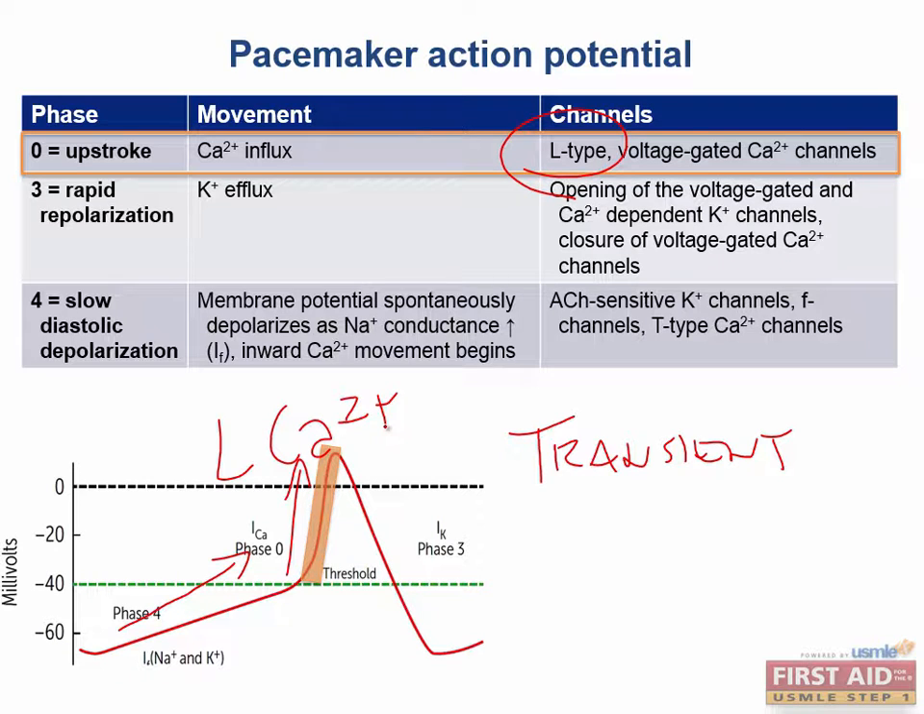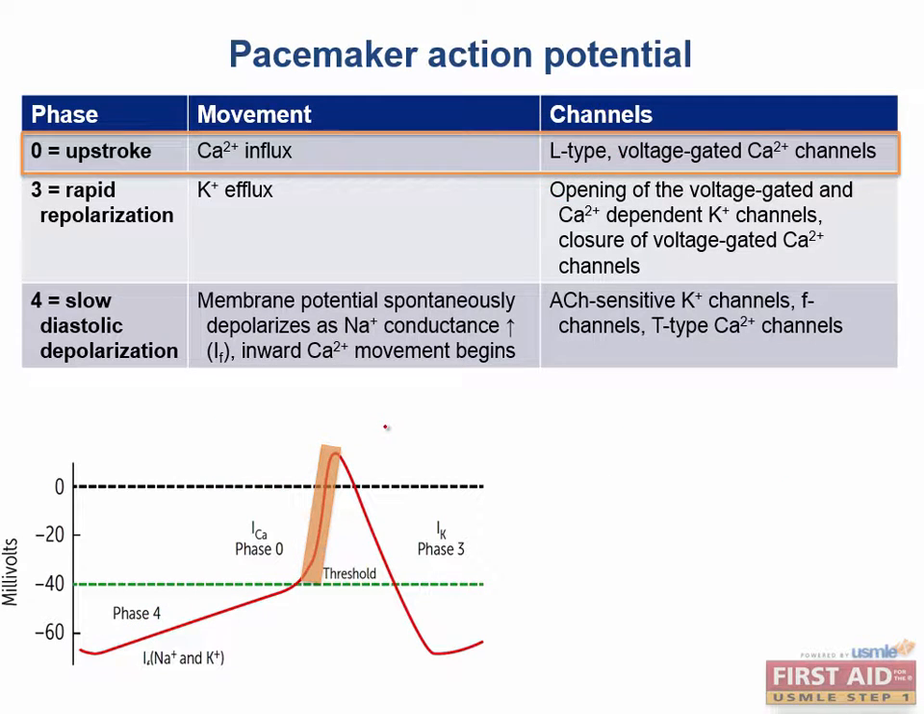So compare slope 0 in a myocyte and pacemaker cell. Big difference, right? The slope of phase 0 in a pacemaker cell is not as steep compared to phase 0 in a myocyte because the calcium channels responsible for this phase 0 open much slower. Sodium channels are super fast compared to the long-acting L-type calcium channels.